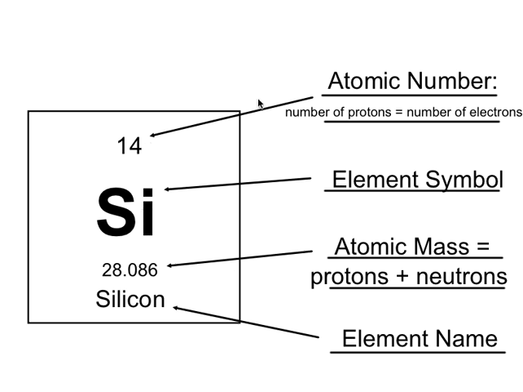The atomic number is at the top. That's the number of protons or the number of electrons because they're usually equal. The element symbol is that abbreviation, the letters that stand for it. The atomic mass is the protons plus the neutrons. And then the element name is at the bottom. That tells you what element it is. So in this case, we're going to go to the periodic table. We're going to look for carbon.